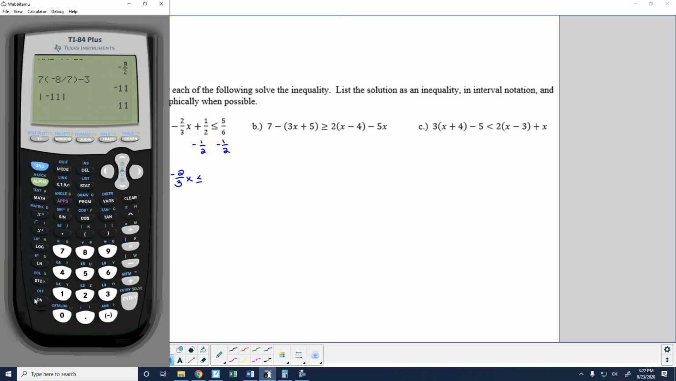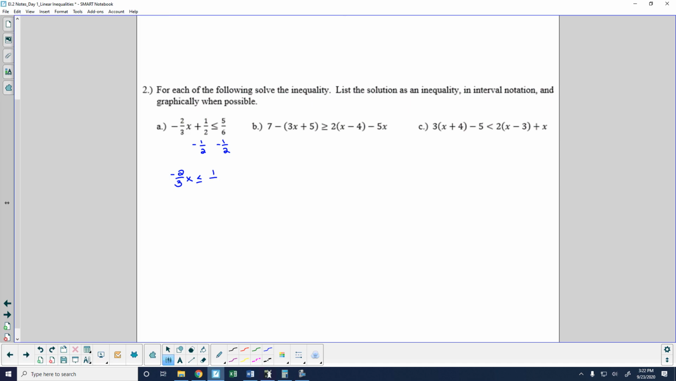Now you can do the subtraction in the calculator if you don't want to worry about finding a common denominator. So 5/6 minus 1/2. The calculator is going to give me a decimal, but I can hit the math key and change that into a fraction. And it's going to be 1/3. So now I have simplified this a little bit. Negative 2/3 times x is less than or equal to 1/3.